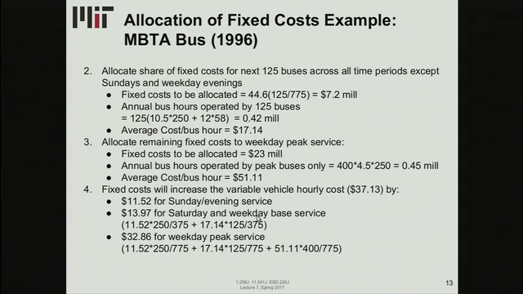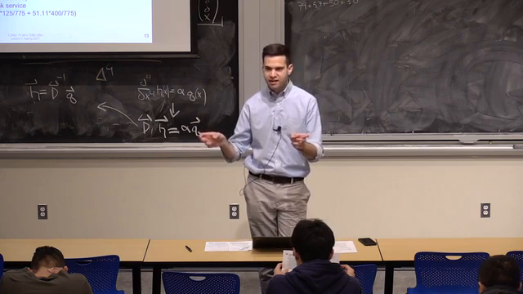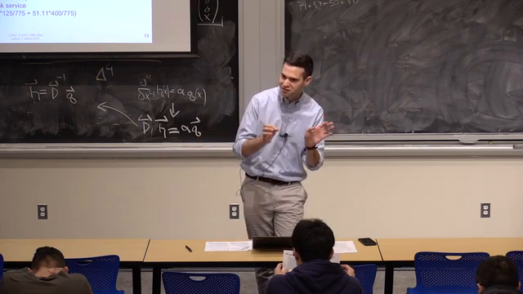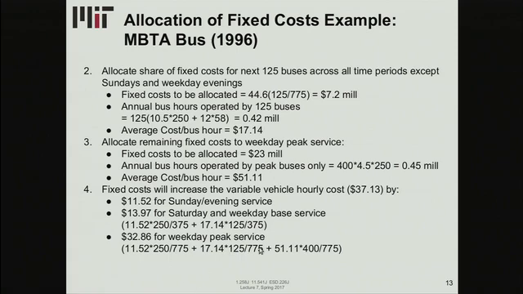For Saturday and weekday service, we want to increase the base cost of $37.13 by $13.97. And for weekday peak, we want to increase it by $32.86. Notice that when we look at Saturday and weekday, we have to combine the two unit costs that we calculate. A portion of Saturday and weekday base service is from the first 375 buses, and a portion of it is from the additional, more expensive 125 buses. And when we do peak, the same thing applies.